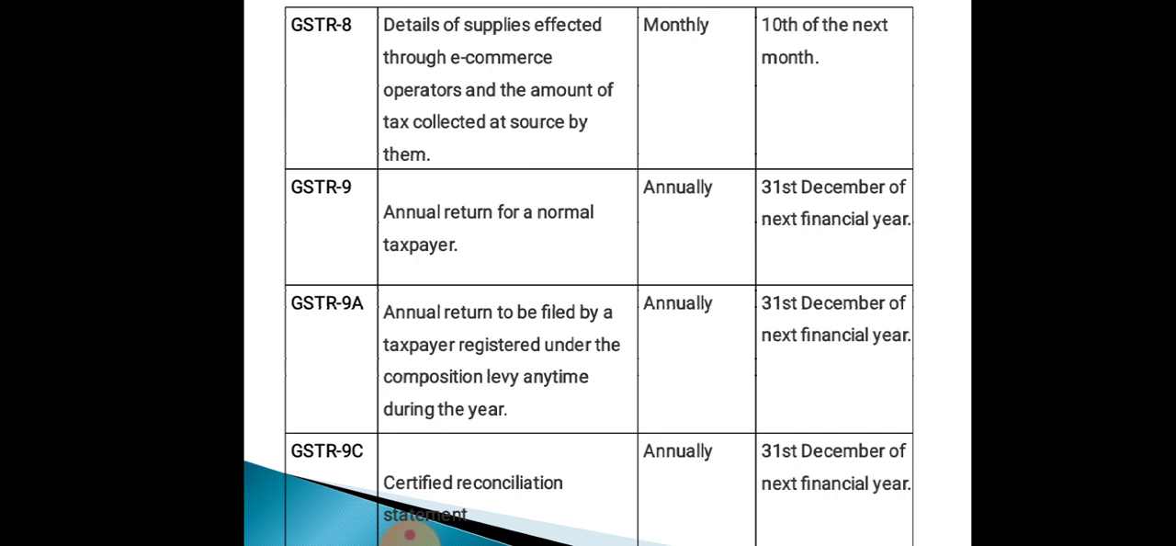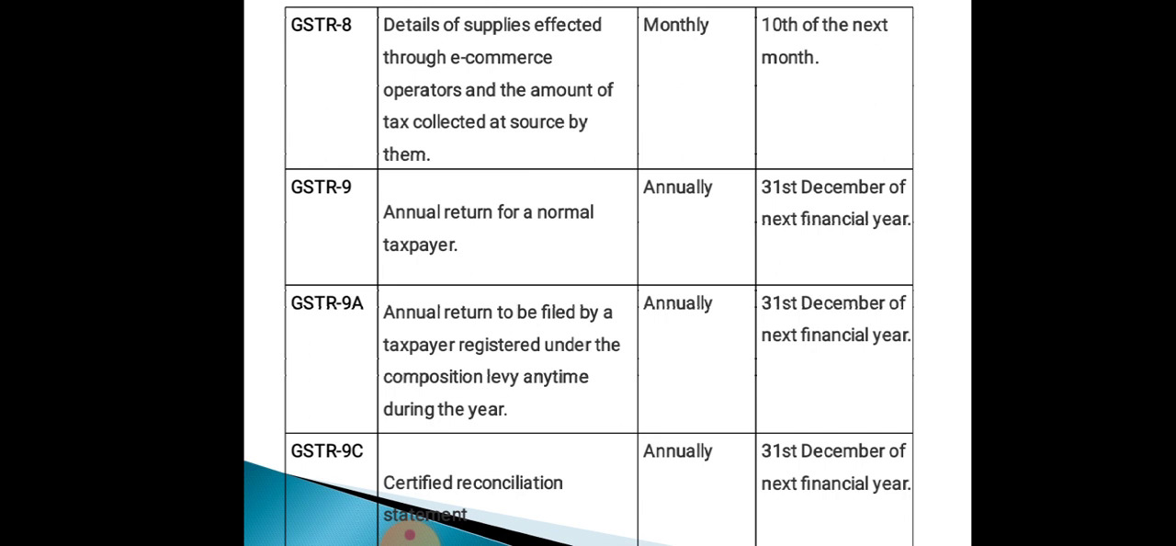GST return 8: details of supplies affected through e-commerce operators and the amount of tax collected at source by them. GST return 8 is a return to be filed by the e-commerce operators who are required to deduct tax collected at source under GST. It contains the details of supplies affected through the e-commerce platform and the amount of tax collected at source on such supplies.